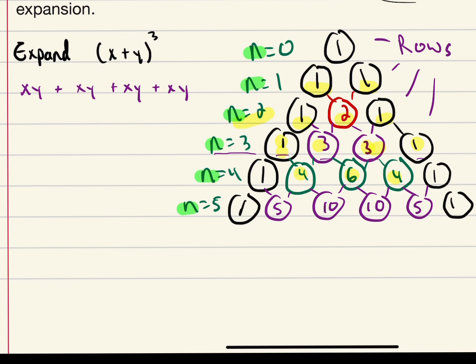Okay, now I'm going to rewrite this again, but this time I'm going to stick the coefficients that I see over here in front of the terms. So the first one, x times y, has a 1 in front. The next one has a 3, so it'll be 3xy. The next one also has a 3, so it'll be plus 3xy. I'll put this in the right color here. And then the last one is just going to be plus xy.